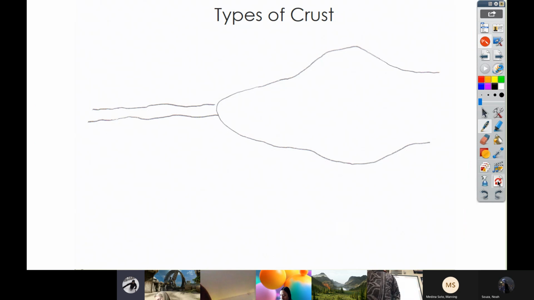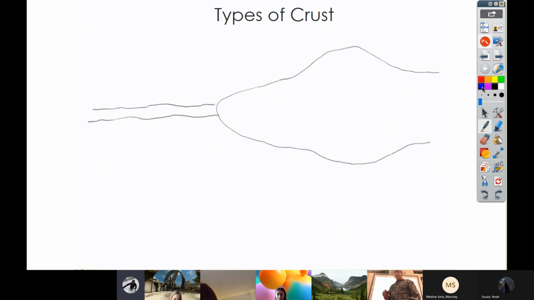And while you're drawing that, I want you to also think about, can you remember what the two types of crust are called? Do you remember what kind of rock they're made of? Do you remember which is thicker and which is thinner? And do you remember which one is denser? Which means when they collide, the denser one goes underneath the other one. So think about those things.